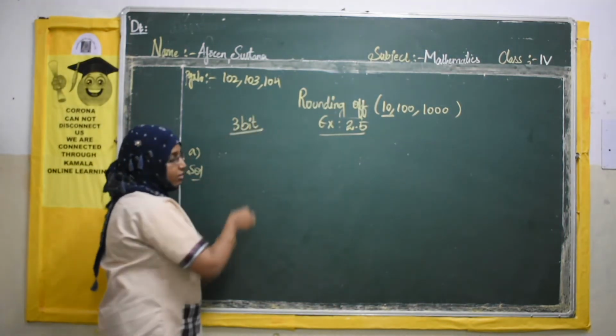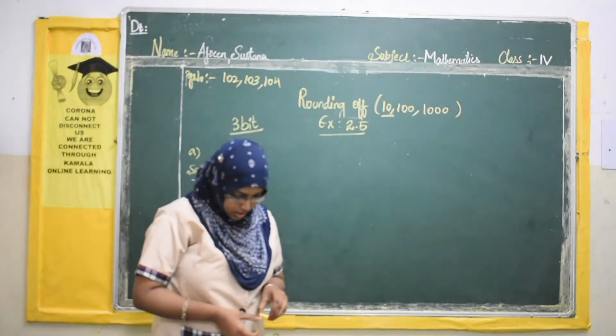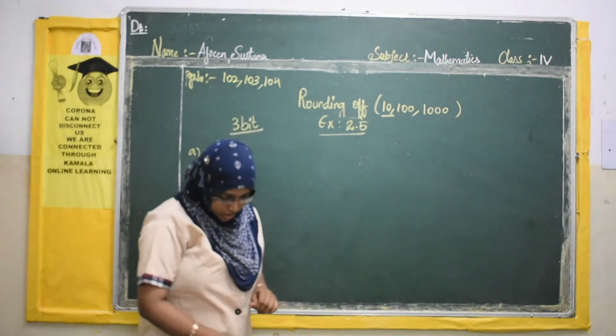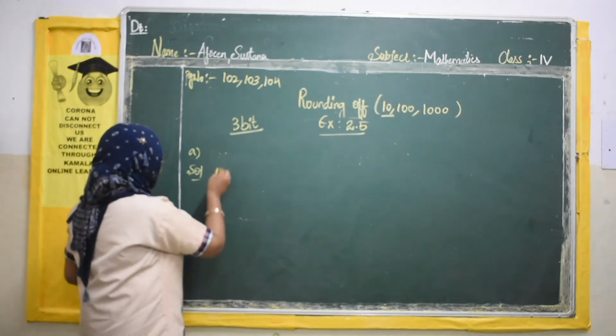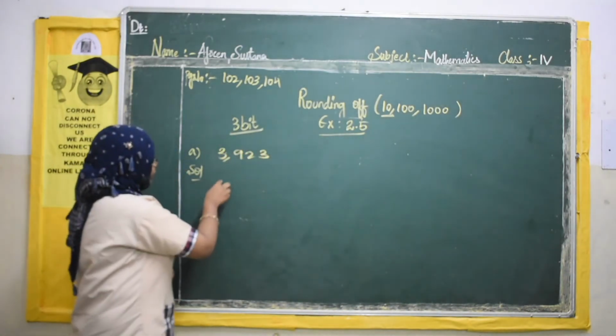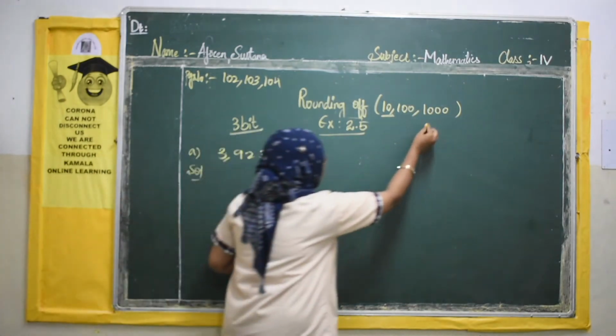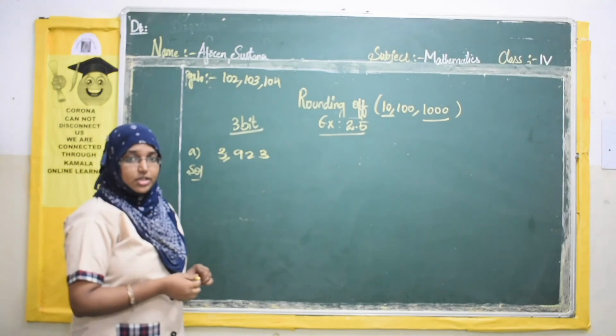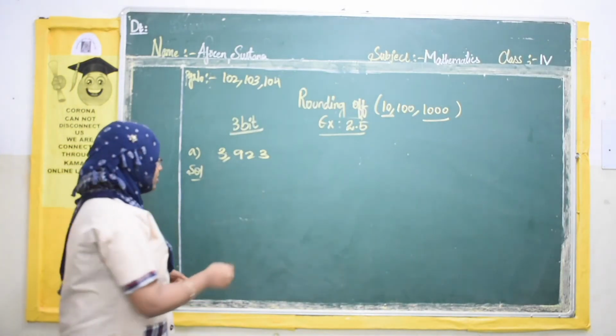Write the complete heading of the third part in your classwork. Now round off the following numbers to the nearest thousands. See, the first one is 3923. Now we are doing nearest to thousands. When we are doing nearest to thousand, which digit will we consider? The digit at hundreds place, right?